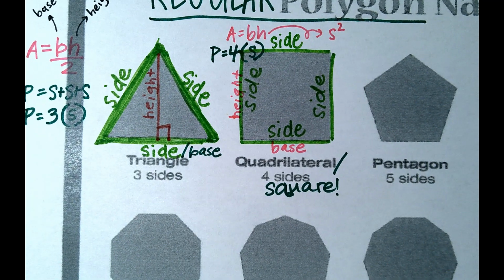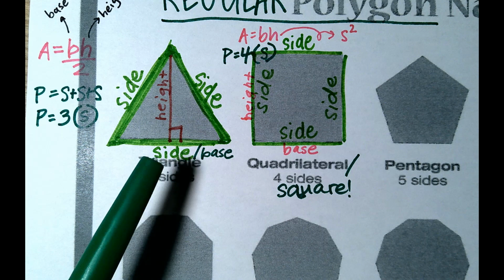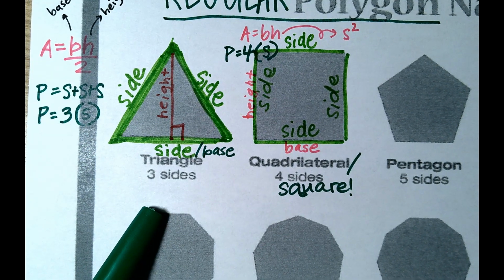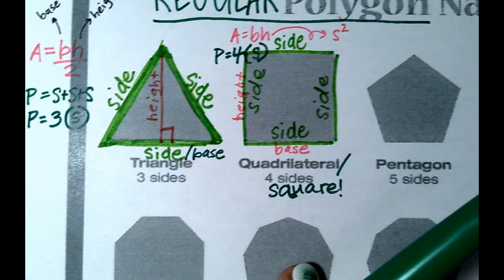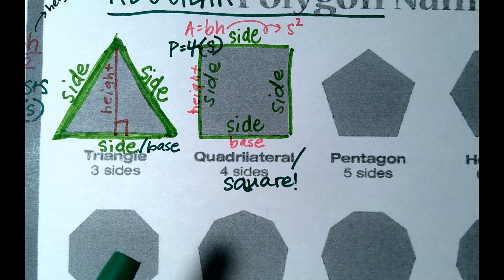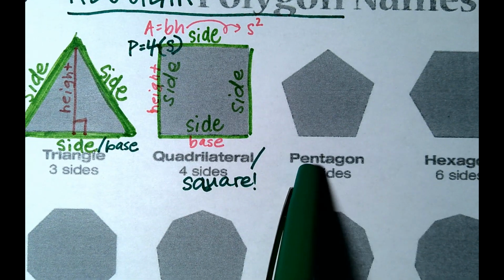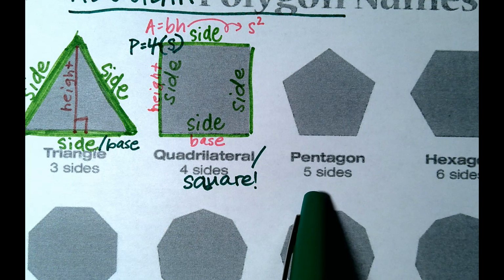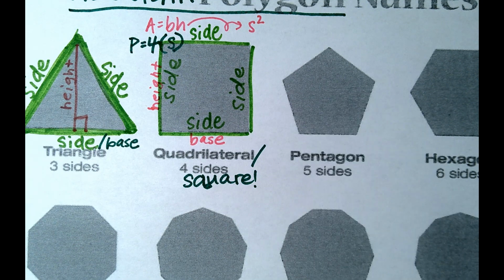Now you're going to start to notice a pattern with perimeter. Triangle has 3 sides, so we do side times 3. Square has 4 sides, so we do side times 4. A pentagon has 5 sides. We're going to find the perimeter by doing the side length times 5. And it will continue just like that for all the others.